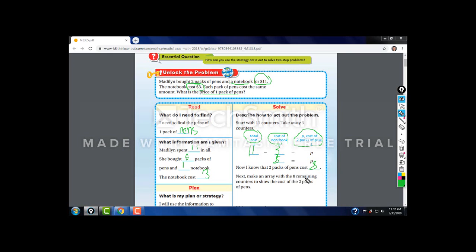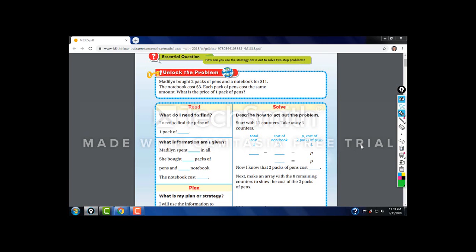So you next make an array with the 8 remaining counters to show the cost of 2 packs. So you can make an array. 2 packs of pens, 1, 2, and you know that 2 packs of pens, 1, 2, 3, 4, 5, 6, 7, 8. So how many packs were there? 2. And if I get 8, I divide it by 2, it equals 4. So each pack of pens cost $4.